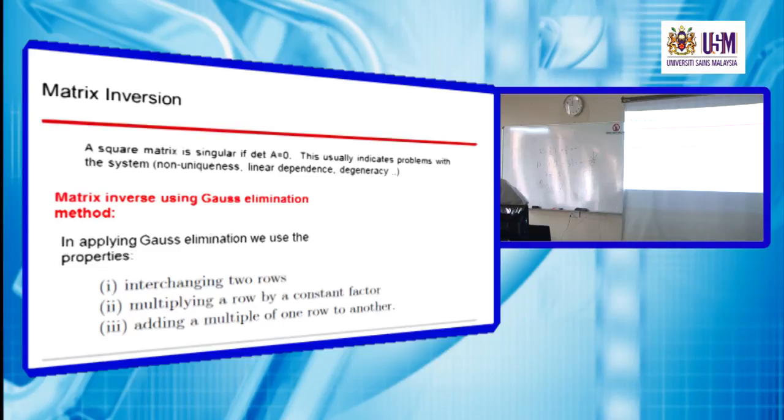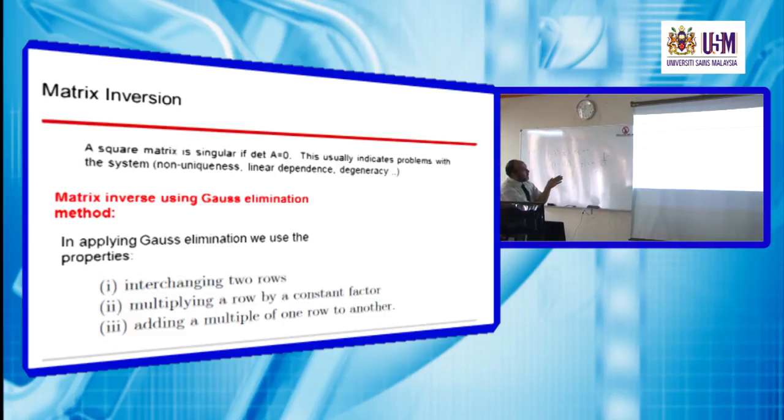Now we are facing matrix inversion. First, we are carrying out matrix inversion to solve a system of algebraic equations or to solve a geophysical problem using, for example, the least squares method. So I have to carry out inversion, and inversion means to find the inverse of a matrix. As we have just said, a square matrix is singular if determinant A equals zero.